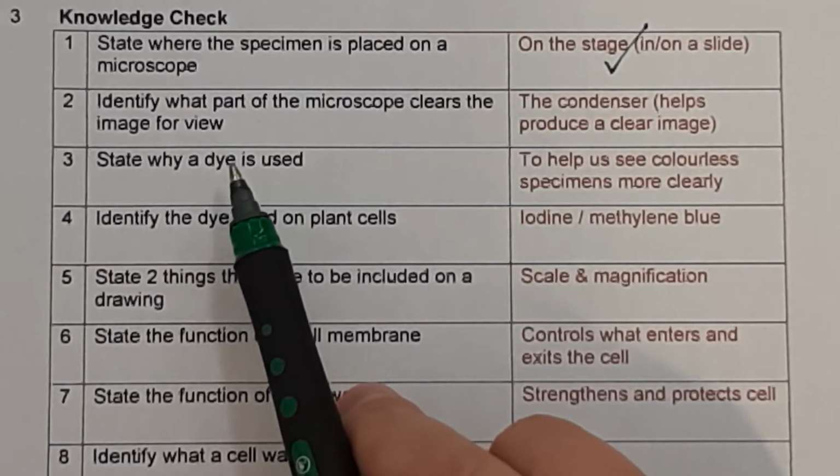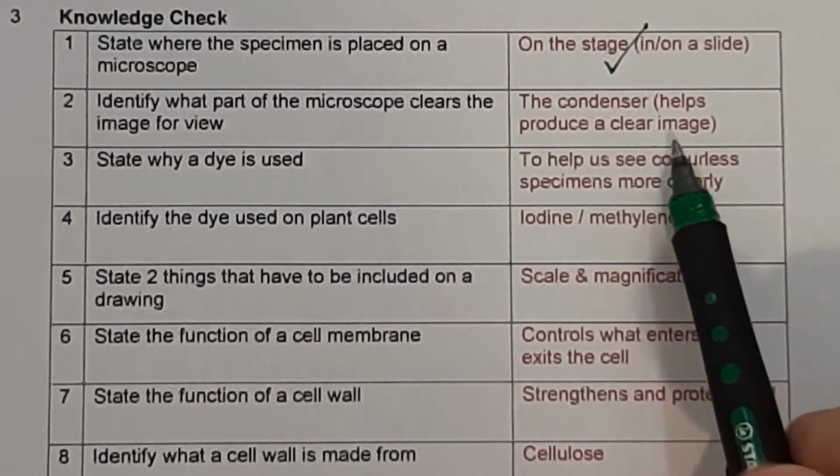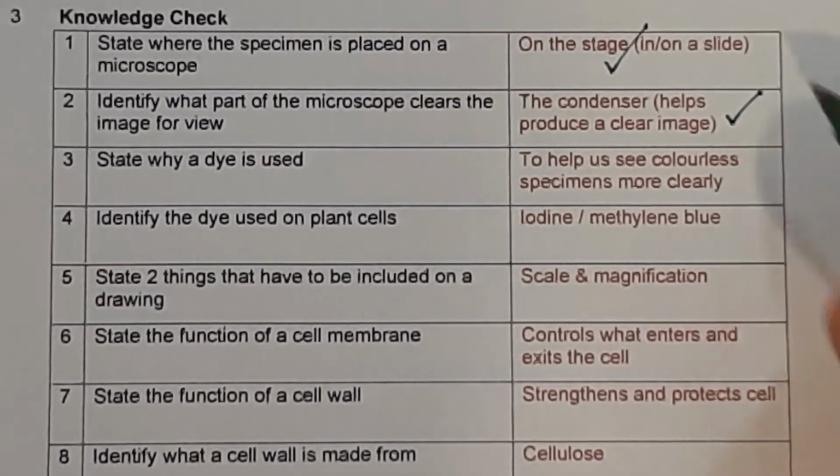Question 2. Identify what part of a microscope clears the image for view. So the condenser is what helps produce a clear image. Question 3, state why a dye is used. So a dye allows us to see the colourless specimens more clearly.